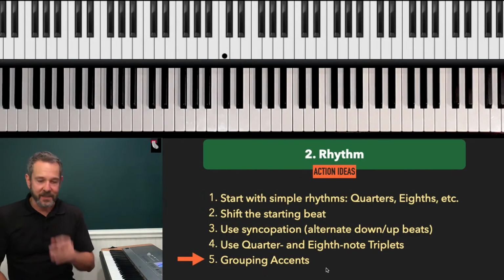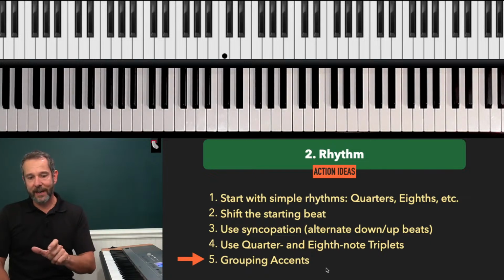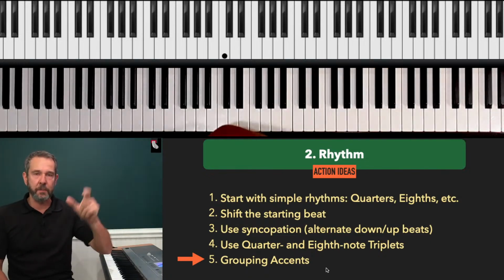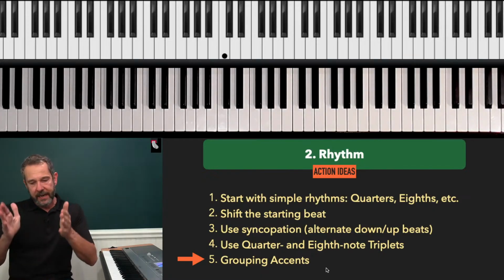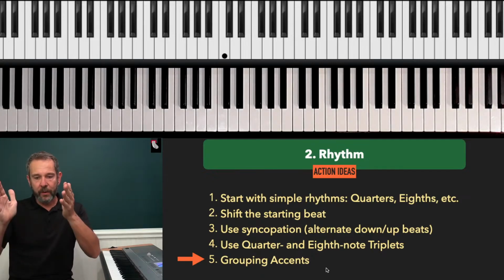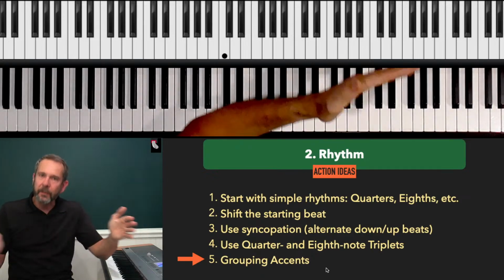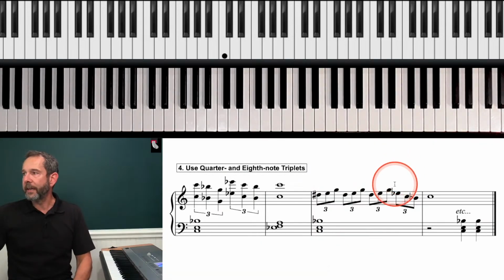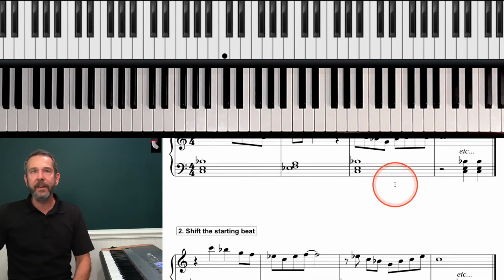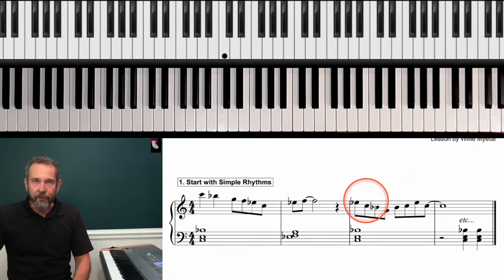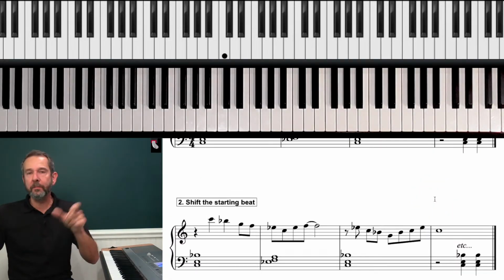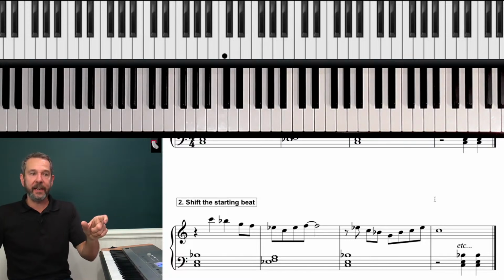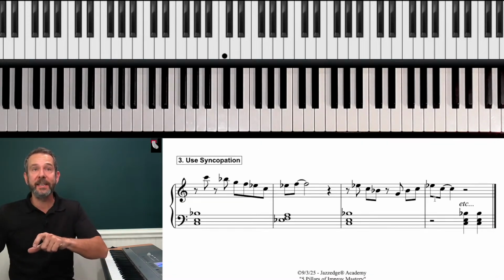Grouping of accents. This one is really cool, and I talk about this in some lessons, especially the funk improvisation series. This is where you take a pattern, and I'm going to take eighth notes. You know how typically when we're improvising using eighth notes, it would look kind of like this, a 4-note pattern, 4-note pattern, stuff like that. So now what we do is we could start to sequence and group together eighth notes into like a 3-note grouping. So that's what I did right here.